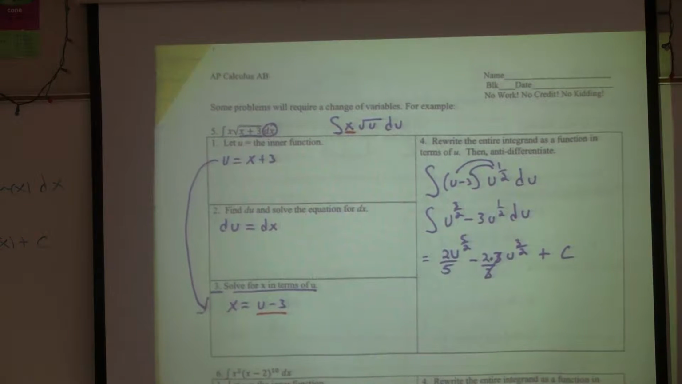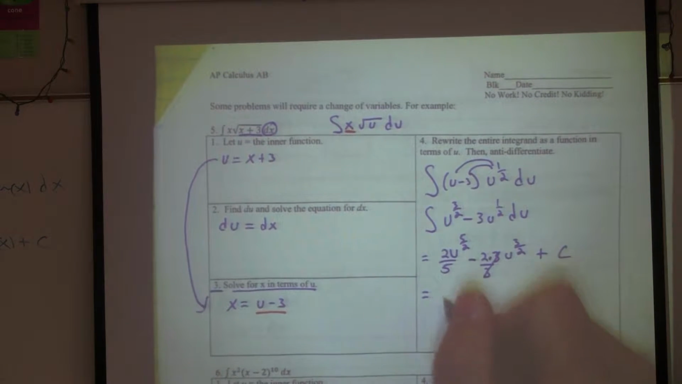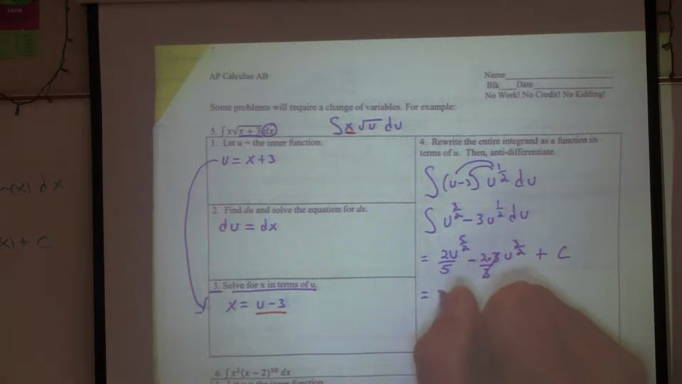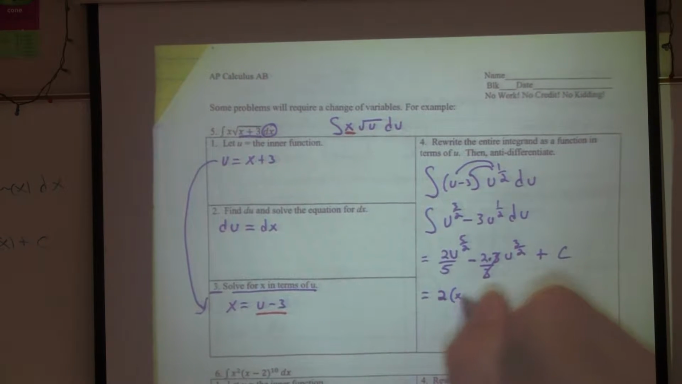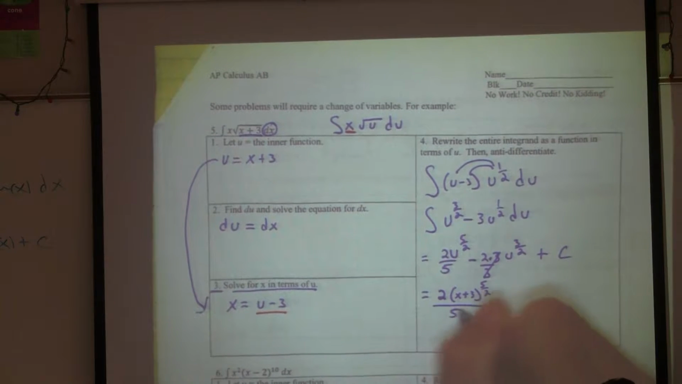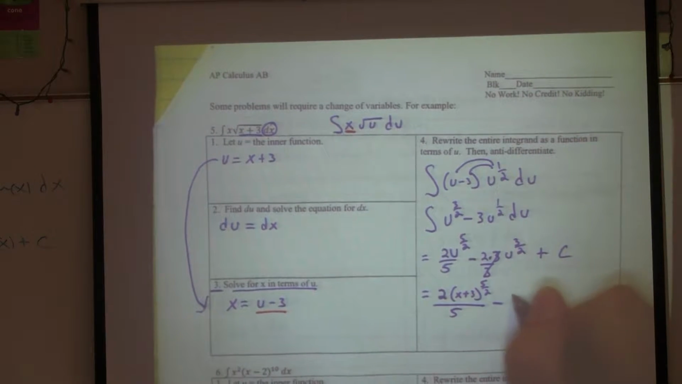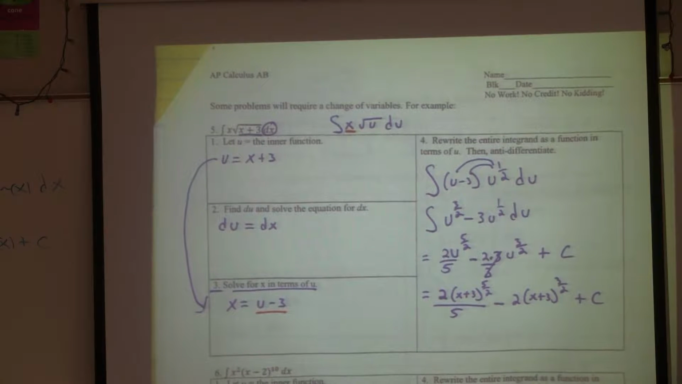Plus c. It's plus c. So can we replace the u already? 2 times x plus 3 to the 5 over 2 divided by 5, minus 2 parentheses x plus 3 to the 3 over 2. Oh yeah, we have to put it back in.